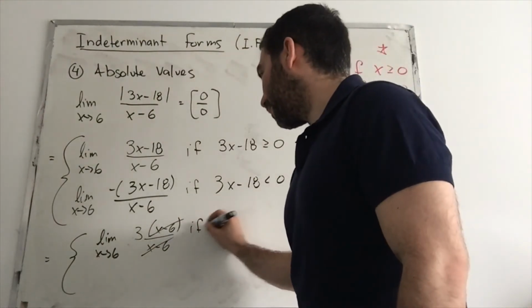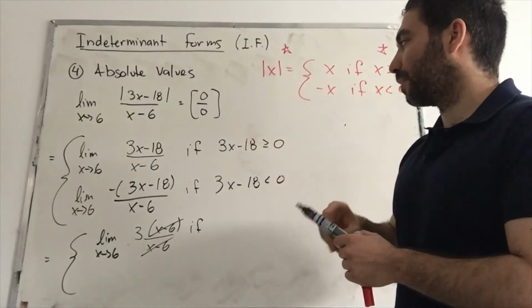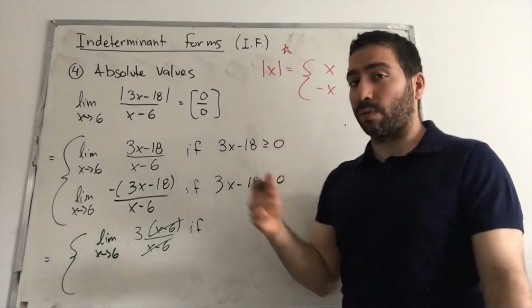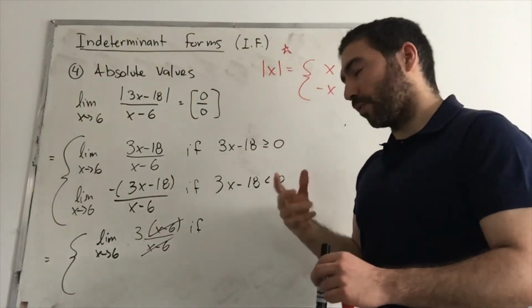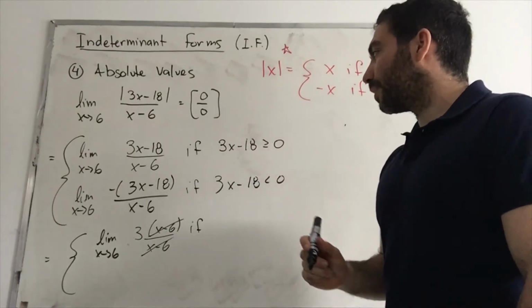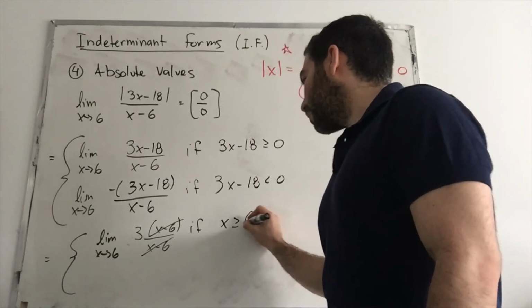Here we could solve for x, so we'll move the negative 18 over, it becomes positive 18, and then divide both sides by 3. Be careful, we're working with inequalities, so if you divide by a negative or you multiply by a negative, the inequality sign flips. So this becomes 3x is greater than 18, divide by 3. This applies for x greater or equal to 6.